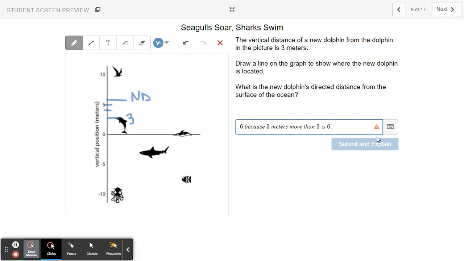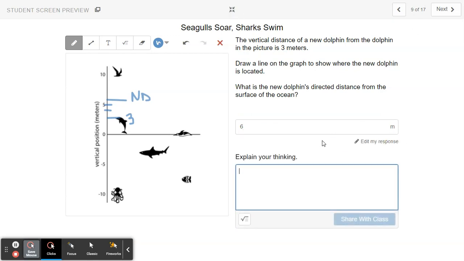For some reason, it's not letting me do that. So it's okay to just put in the number. These are little glitches. All right, there we go. So we would explain. Oh, I understand. Okay, so you put the answer. Now I would put in what I had just previously typed in.